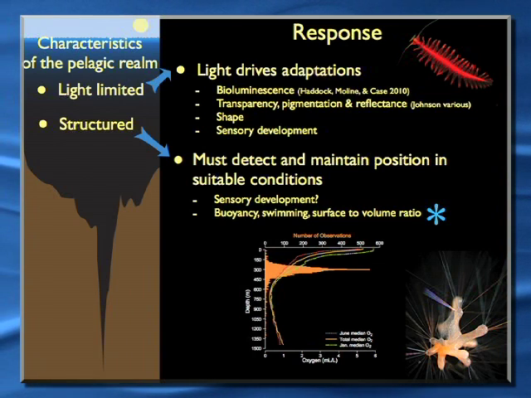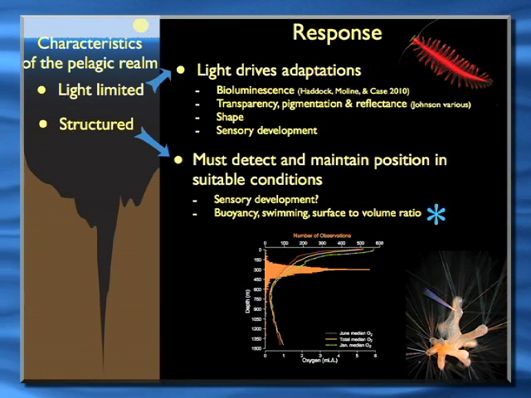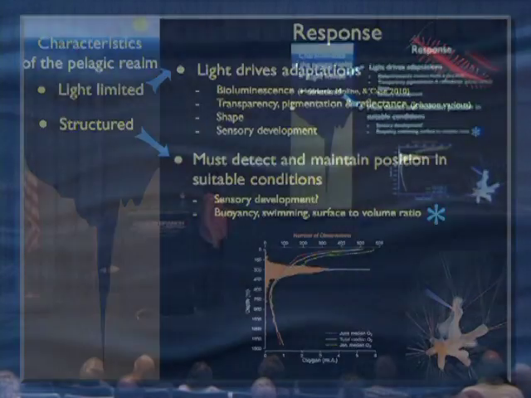Because all the animals in the midwater have very specific depth distributions, somehow they have to detect where they want to be, what is the optimal area for them. And then they have to somehow be able to maintain their position in that water, which means they either have to be buoyant or they have to swim all the time. They have to do something to maintain their position there.